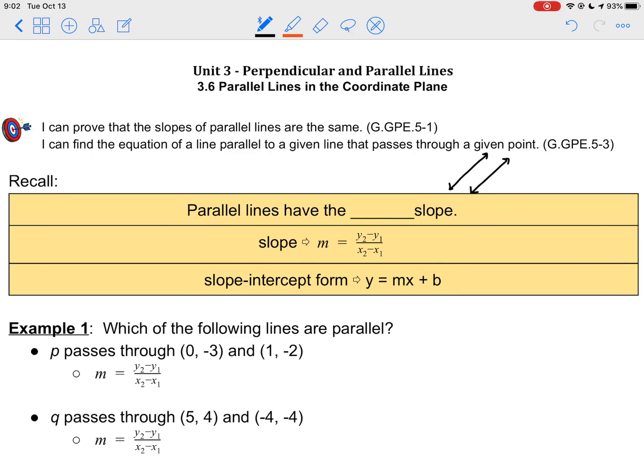So parallel lines have the same slope. So we're going to look for two lines. If they have the same slope, then they're going to be parallel as long as they have different y-intercepts.